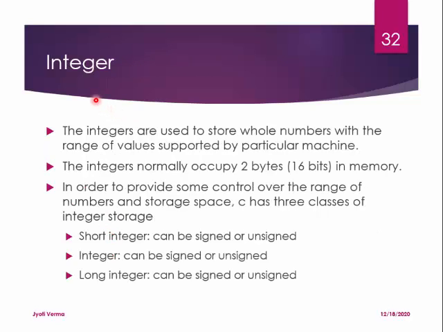Now, what is integer data type? Integer data types are whole numbers without any decimal point. They occupy how many bytes? 2 bytes. Okay, and in order to provide some control over the range of the numbers, they are classified as short, signed integer, unsigned integer, integer which can be signed and unsigned, and long integer which can be again signed and unsigned. Signed integer means an integer having a positive or a negative sign, whereas unsigned integer means a number which doesn't have any sign, which can be considered simply as a number.